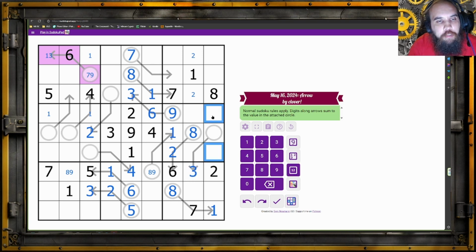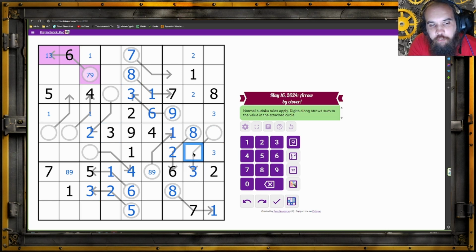3 can only be in these 2 places in this square, because it can't be here, and can't be in this middle one. Not to mention there's a 3 on this arrow, so it wouldn't work either. The lowest number that this could be is a 4. 1, 2, 3 are all seen. So 4 and 3 is a 7. Can't be an 8 or a 9.